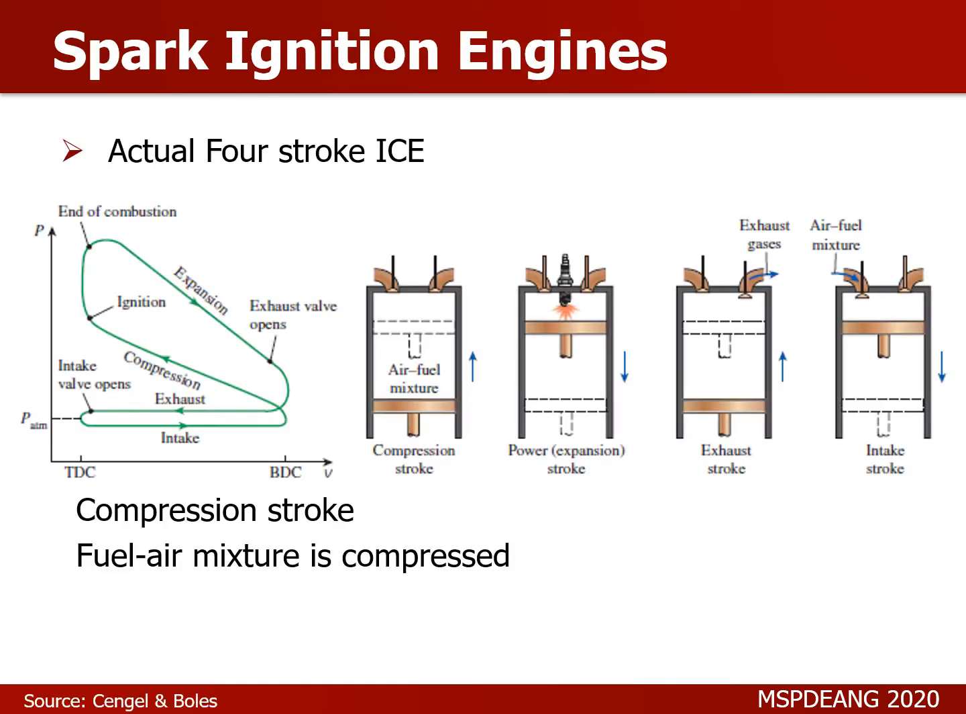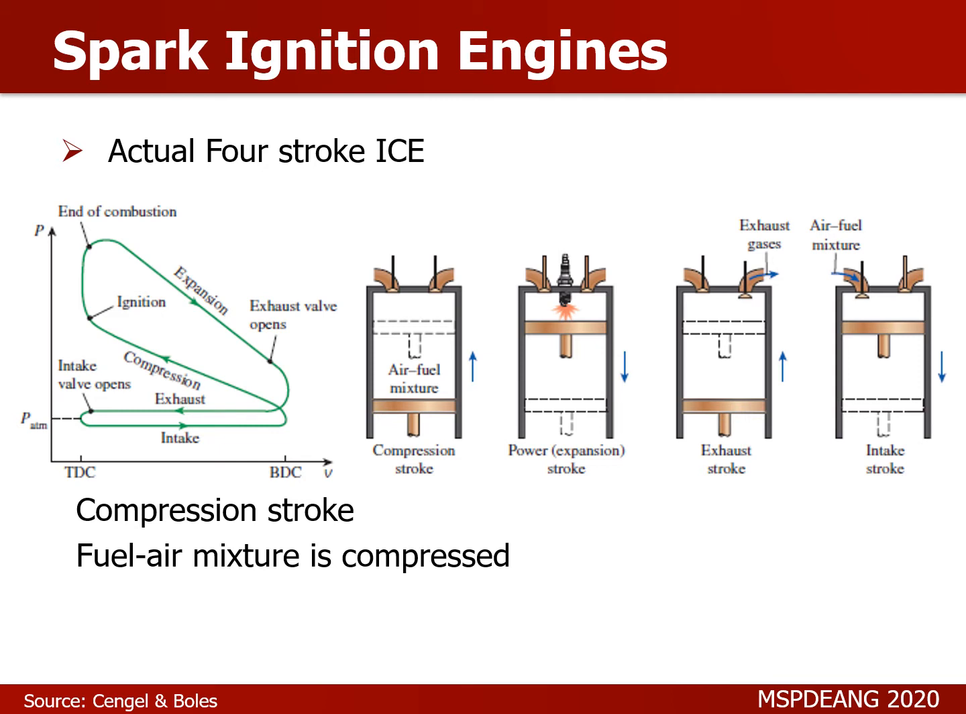Okay, so for spark ignition engines, the most common are your gas-powered cycles, gasoline or petrol, if you're British. So your actual four-stroke internal combustion engine is composed of four steps. First, inside your piston, you have your air-fuel mixture, which you will now compress to a certain position. So this is known as your compression stroke.